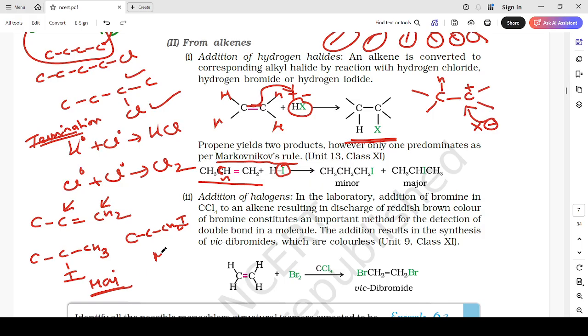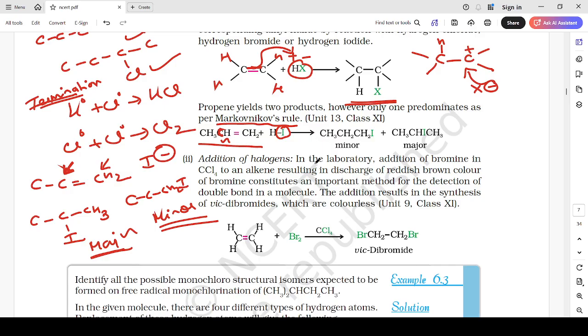This is your major product. This will be your minor product, because you are following Markovnikov's rule, the negative part should get added to the more substituted carbon only. So this is the major product. Clear? Yes, ma'am.